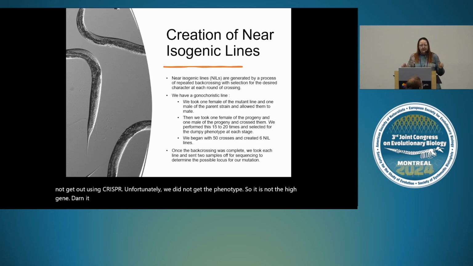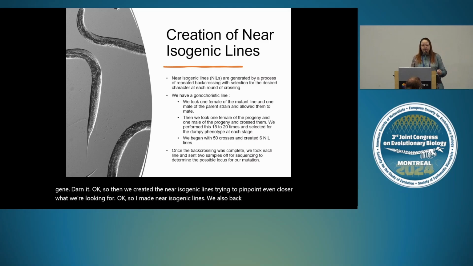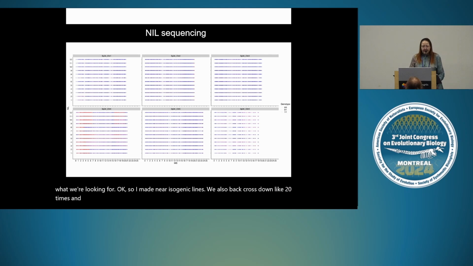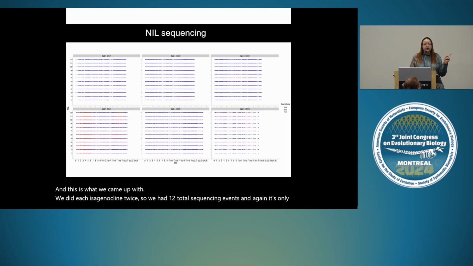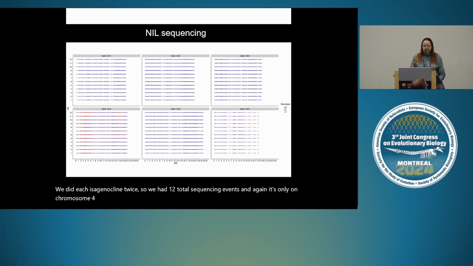Okay, so then we created the near isogenic lines, trying to pinpoint even closer what we're looking for. I made near isogenic lines. We also backcrossed them like 20 times, and we had them sequenced. And this is what we came up with. We did each isogenic line twice, so we had 12 total sequencing events. And again, it's only on chromosome 4 where we see the difference.